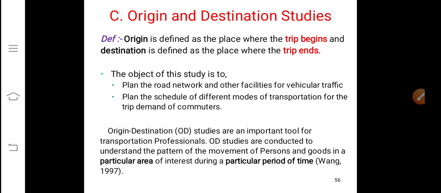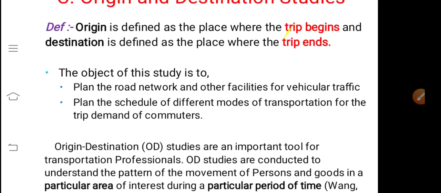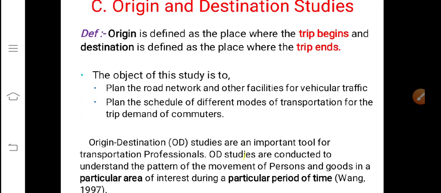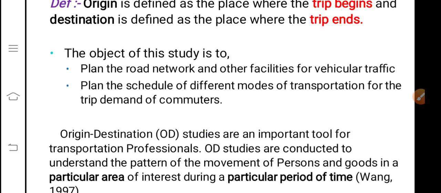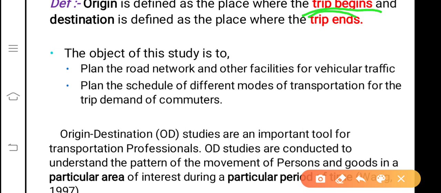Next main study, we will go for origin and destination studies. Origin is defined as the place where the trip begins, meaning where the trip is started, and the destination is defined as the place where the trip ends. I am starting my journey at station A. That means I am beginning the journey. That is the origin. I am ending at station B, suppose.